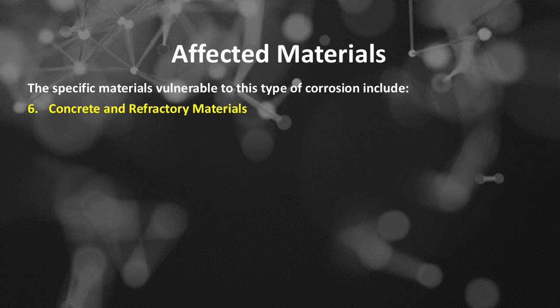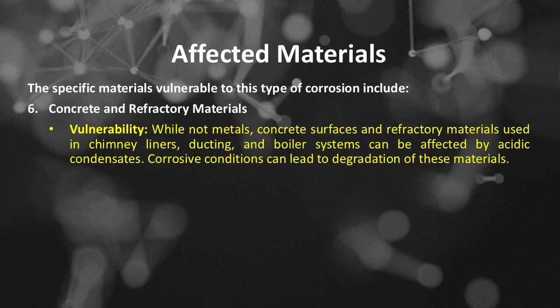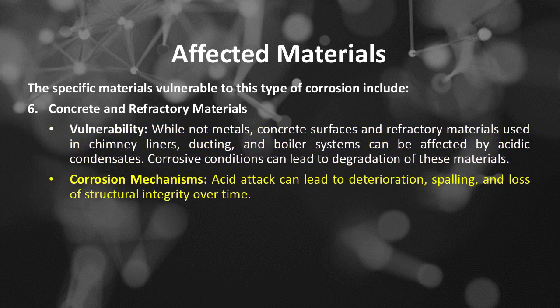Number 6 of the specific materials vulnerable to this type of corrosion is concrete and refractory materials. Concrete and refractory materials vulnerability. While not metals, concrete surfaces and refractory materials used in chimney liners, ducting, and boiler systems can be affected by acidic condensates. Corrosive conditions can lead to degradation of these materials. Concrete and refractory materials corrosion mechanisms. Acid attack can lead to deterioration, spalling, and loss of structural integrity over time.